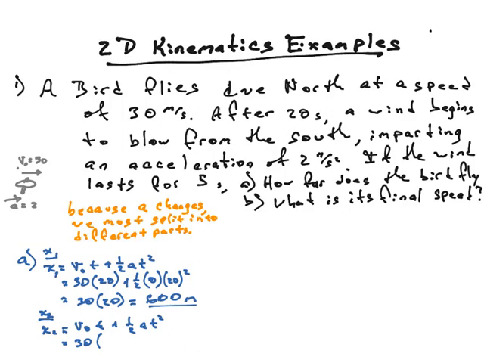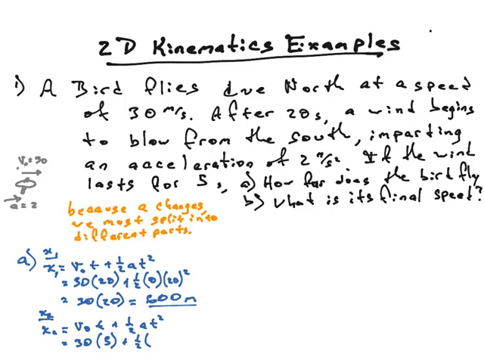The time, remember, the time I plug in here is the time during which the wind is blowing, because that's the acceleration I'm talking about. So for this part, the wind only blows for 5 seconds. So the time is 5. Plus 1/2. The acceleration, the wind blows giving an acceleration of 2.